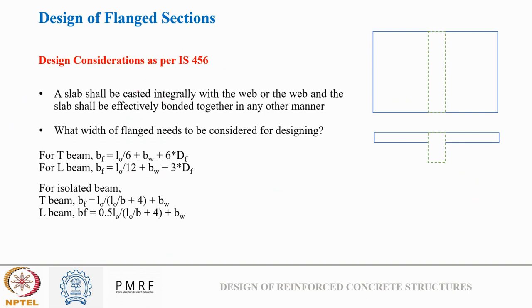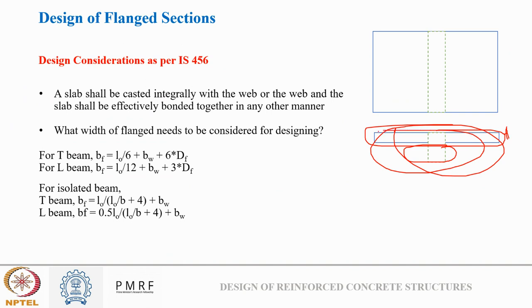For now, the things of our interest are, first, a slab shall be cast integrally with the web, or the web and the slab shall be effectively bound together in some other manner. What is the web? The web is this small portion, and this bigger portion is known as the slab, or we can say the flange. When we cast reinforced concrete, we need to cast both slab and beam together such that they act as a single unit, so that they can form a flanged beam or T-shaped beam. This is what is written in the first point.